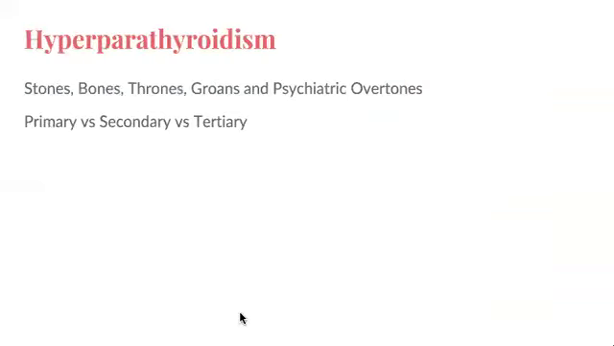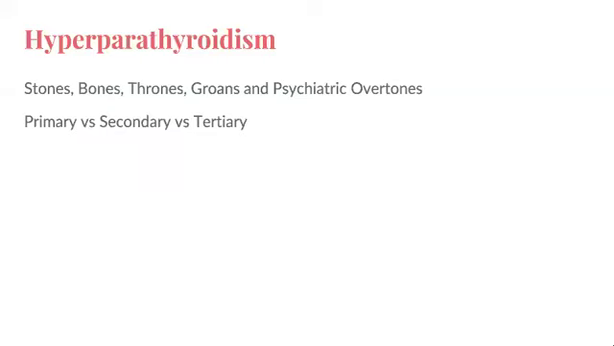We'll also talk about hyperparathyroidism, so stones, bones, thrones, groans, and psychiatric overtones. You might have heard of this. So the stones refers to renal stones. Bones refers to osteoporosis or that bone pain that they might have. Thrones refers to urinary frequency and constipation. Groans can refer to pancreatitis or peptic ulcer disease that can be associated with hyperparathyroidism. And the psychiatric overtones refers to the confusion that may be associated with hypercalcemia.